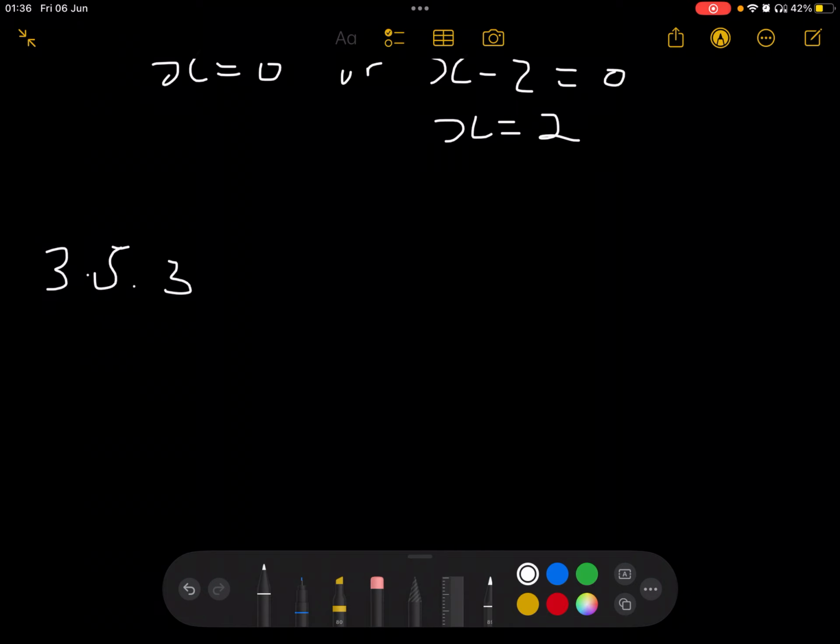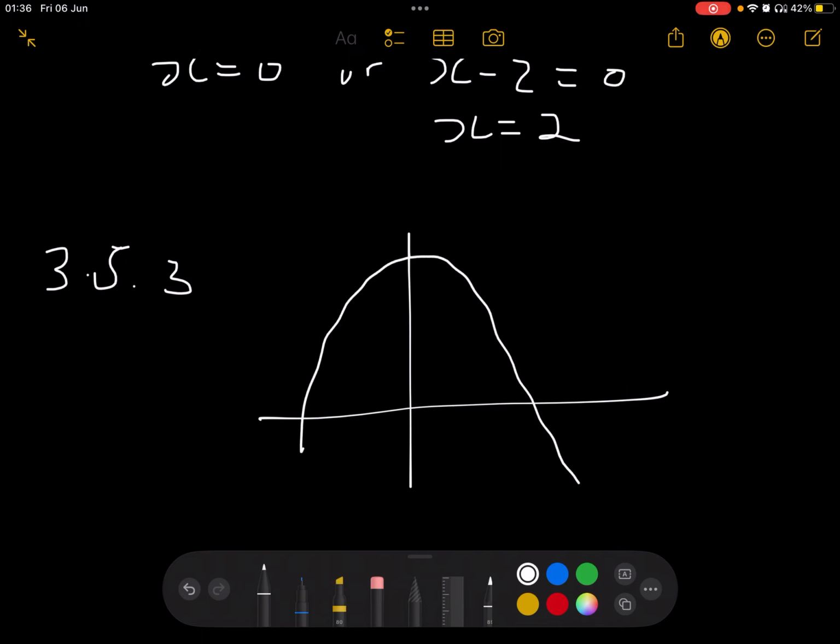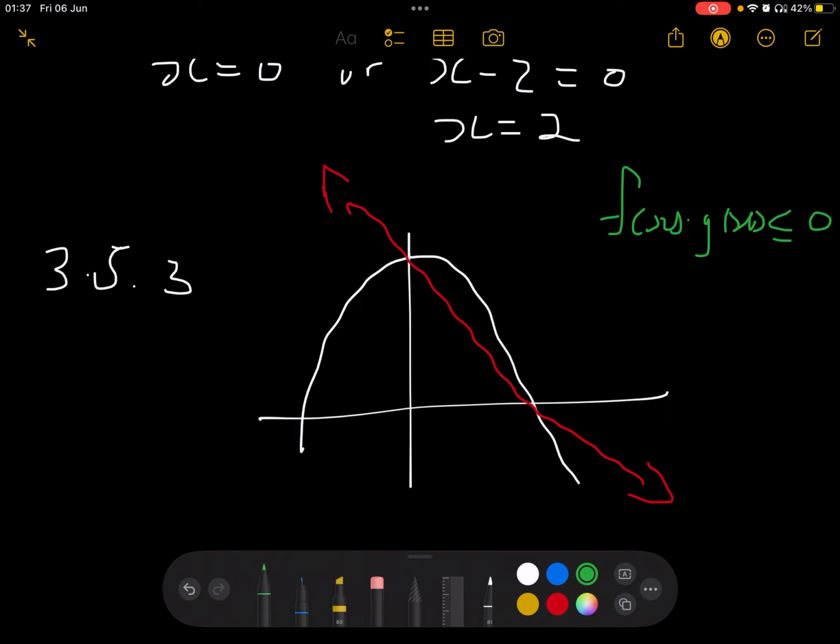3.5.3. So we have a graph like this. I'm just going to draw it freehand. And then we have our g of x here. So I'm going to use green to indicate positives. Now we're looking for when f of x times g of x gives us a value that is less than 0. This is our f of x. This is our g of x.